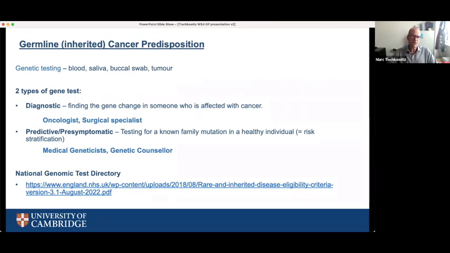Second type of test is called predictive or pre-symptomatic testing. And this is where there is a known mutation running in the family, and we are testing a healthy person, a healthy relative in the family, to see whether or not they've inherited that gene alteration. And this is really to do with risk stratification in terms of targeting who in the family is at increased risk of cancer and who might benefit from early detection or prevention. And this work is still very much carried out by the clinical genetics team and including genetic counselors.